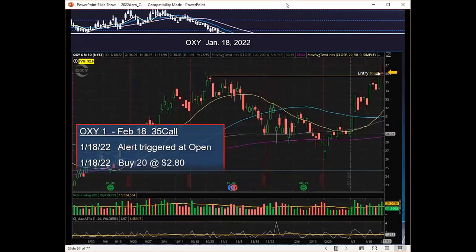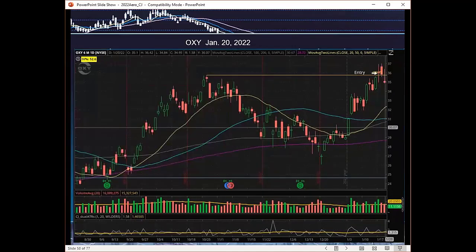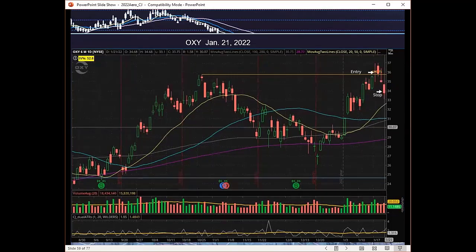So the entry was triggered on the 18th of January. I programmed my stop near the lows of the 2 or 3 days prior, in the 34 area. The next day went against me, but not far enough to trigger my stop. That was on the 20th. Okay. On the 21st, my stop did get triggered because it hit around that 34 level.